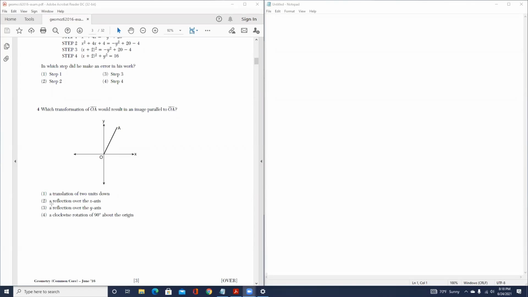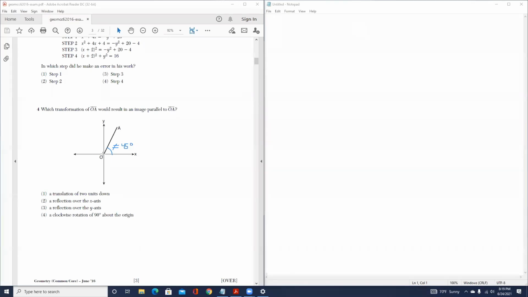And choice 4, a clockwise rotation of 90 degrees about the origin. Now, this might possibly be the case. However, you can visually see that this line does not perfectly bisect the x and y axis. This does not look like it's 45 degrees in measure. And you can tell because this line visually has a higher rise than it does a run.